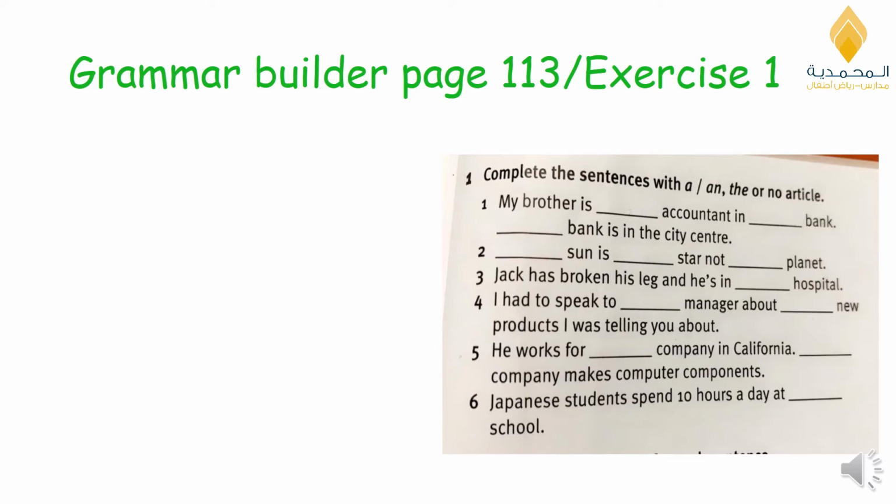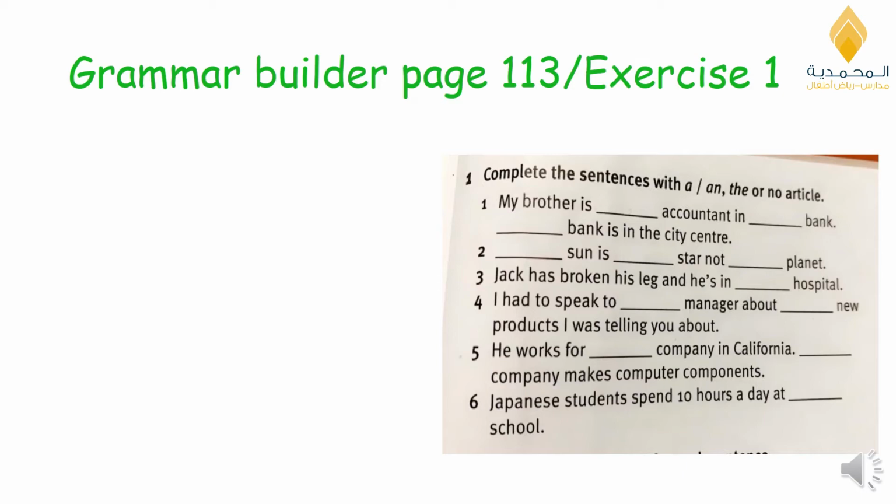Okay, 10th graders, would you please open your student book on page 113? I chose from the grammar builder exercise number 1 for you to differentiate between a, an, and the. Complete the sentences with a and the or no article. Okay? Let's look at the sentences.